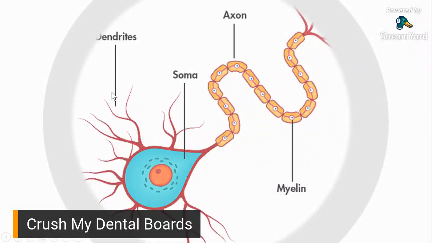We know that dendrites are short, usually branching fibers that are connected to your cell body. And then from the cell body, an axon comes up, usually one main long axon arising from the cell body, and the axon can be myelinated or unmyelinated.